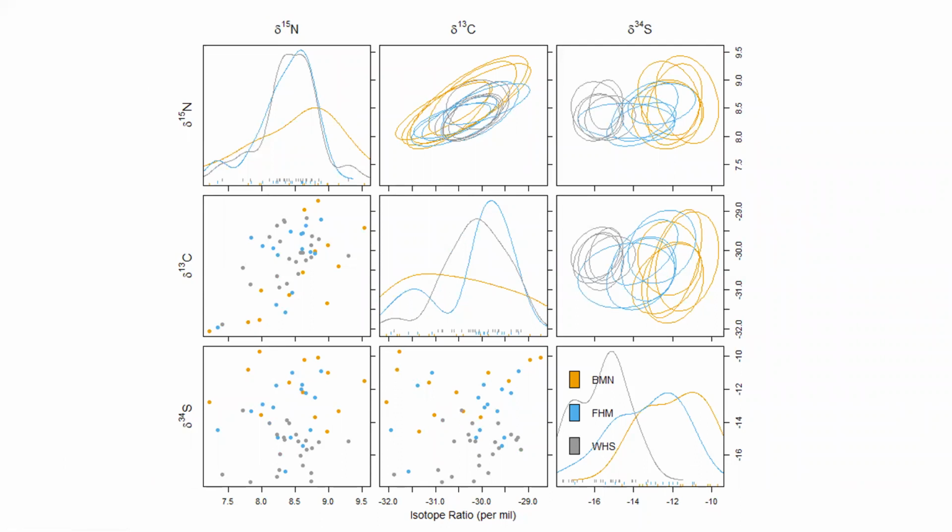As you can see, with a traditional carbon and nitrogen analysis, it is nearly impossible to differentiate the niche regions for brassy minnow, fathead minnow, and white suckers. However, with the addition of sulfur isotopes, we are able to observe clear distinction between the niches.